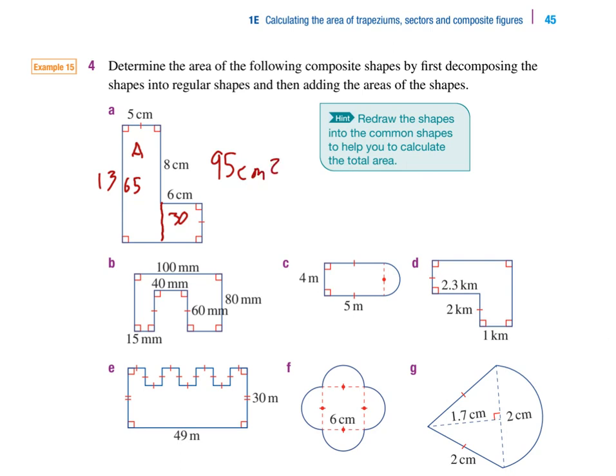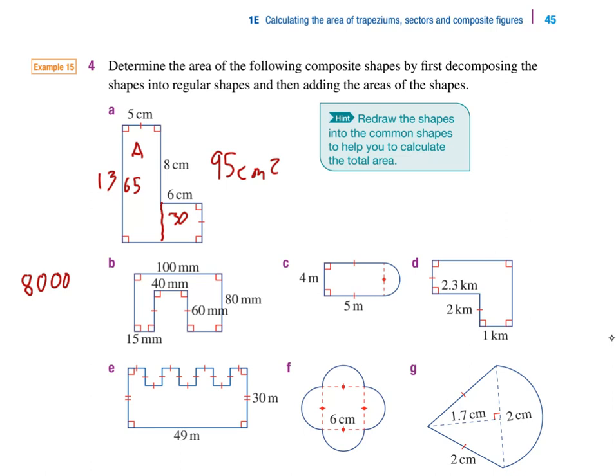Now if we head over towards B. B, I'm going to try to do the whole area minus this little white section in the middle. So the whole area is going to be 100 millimeters across and 80 millimeters down. 80 times 100 will be 8,000. So that's the total. But now I want to subtract this little section in here.